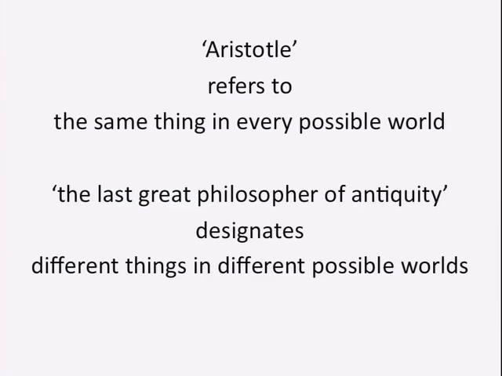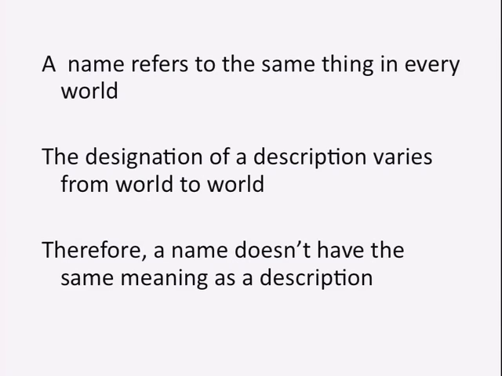Aristotle refers to the same thing in every possible world. The last great philosopher of antiquity designates different things in different possible worlds. So that is a hit against Frege. A name refers to the same thing in every world. The designation of a description varies from world to world. So a name doesn't have the same meaning as a description.